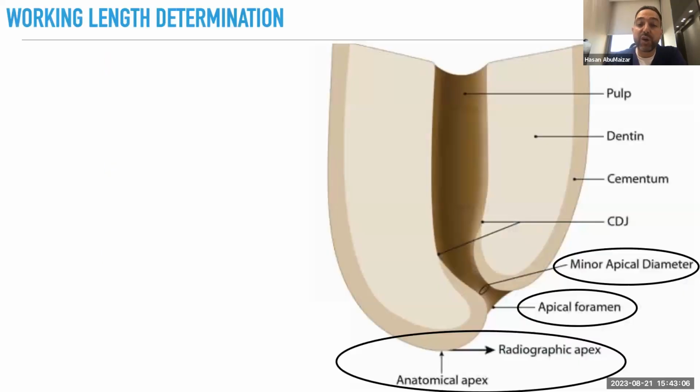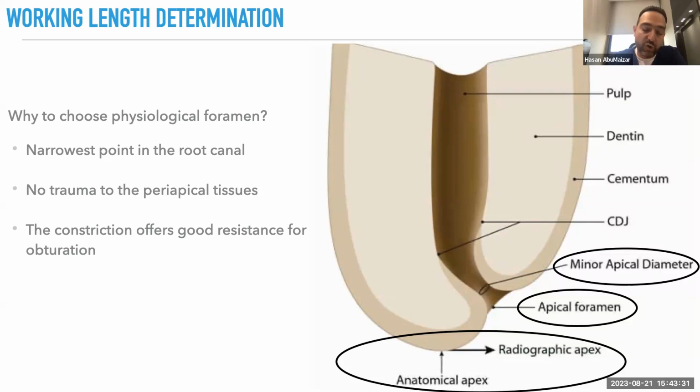So the next thing we're going to talk about is the working length determination. Basically, as you all know, we have the anatomic apex, the radiographic apex, and the diameters. You all studied the anatomy of the apex and the apical constriction. We have seen for a long time that we rely on radiographs for working length. Now we're going to talk about why we are not doing that anymore.